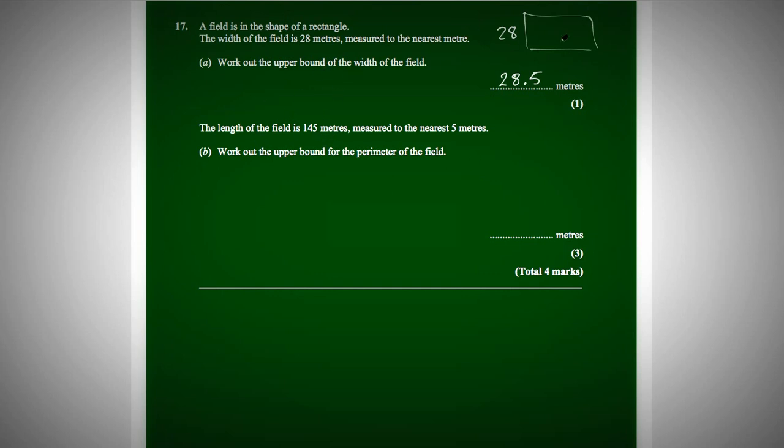The length of the field is 145 metres, measured to the nearest 5 metres. Work out the upper bound for the perimeter of the field. So length, upper bound, to the nearest 5 metres. This needs more thought than usual, because normally if it's just to the nearest metre, you just put 0.5 above the value that you've got. To the nearest 5 metres, it's got to be halfway between 145 and 150. Because if it was closer to 150, that would be the closest 5 metres. So I want a value that's exactly in the middle here, which is 147.5.